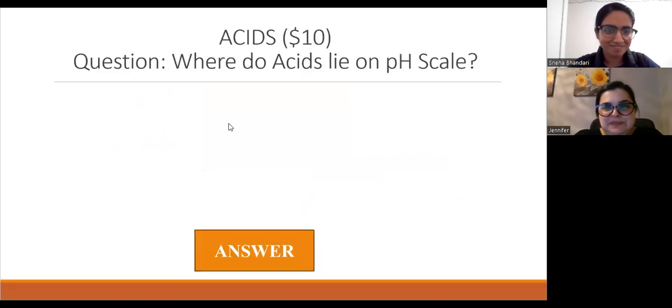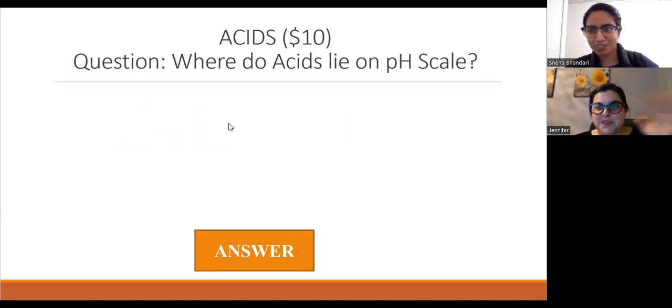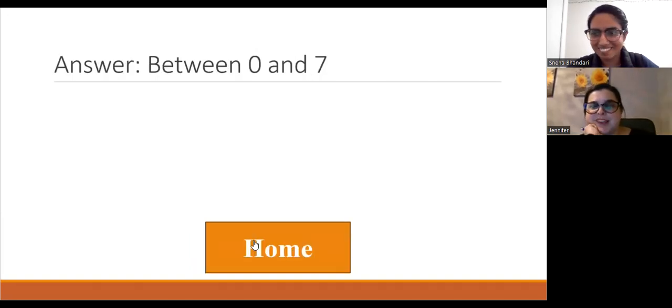So you saw the picture. Where do acids lie on the pH scale? They're on the left-hand side. So the lower end, below 7. Between 0 and 7 will be acidic. Okay, let's see. Yay, you win.